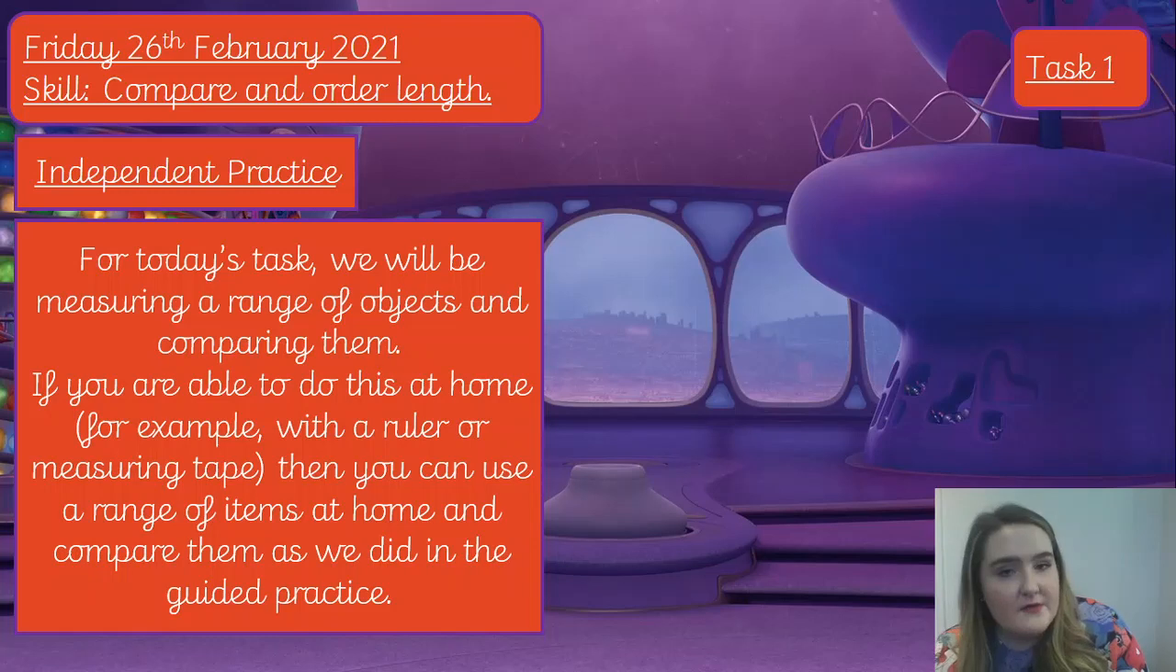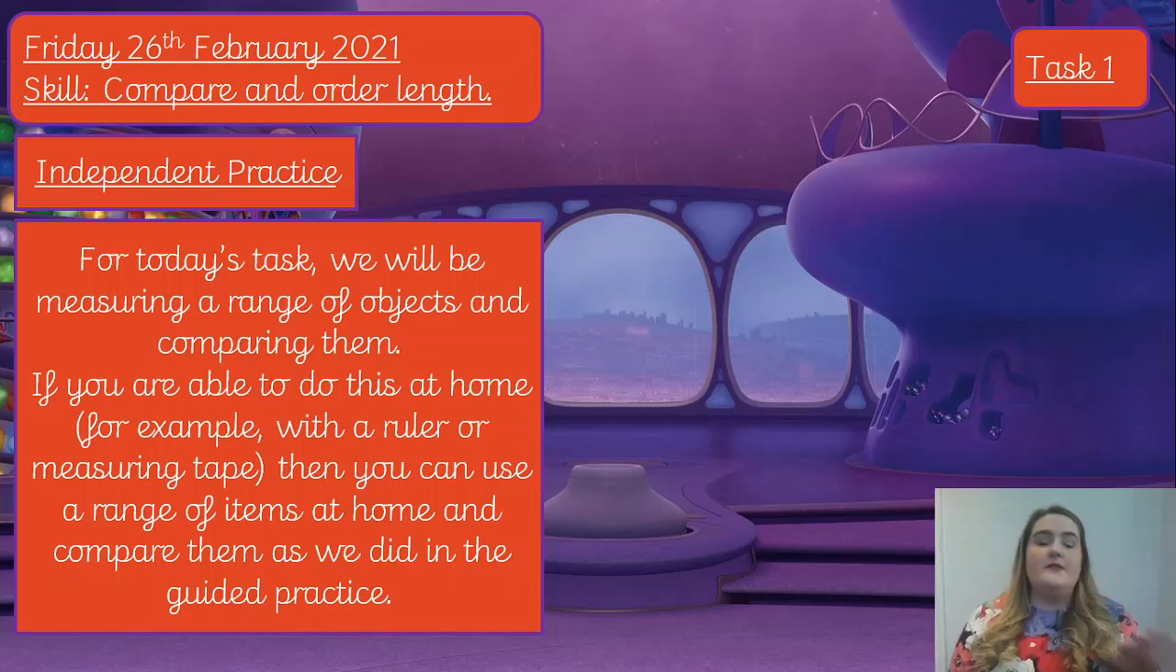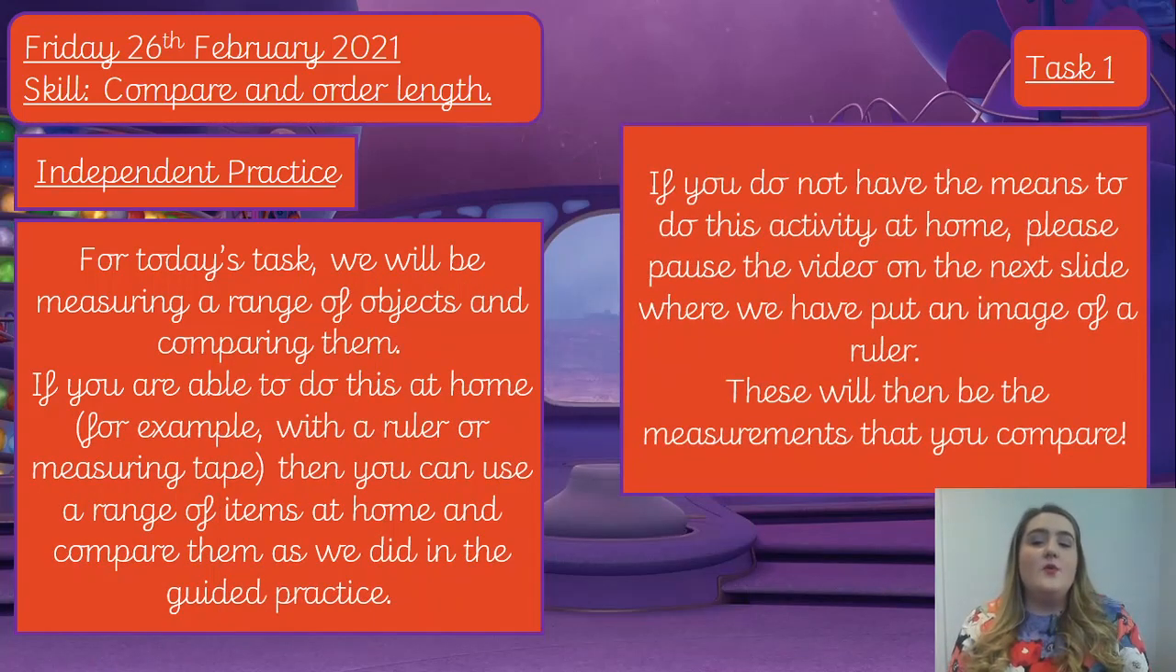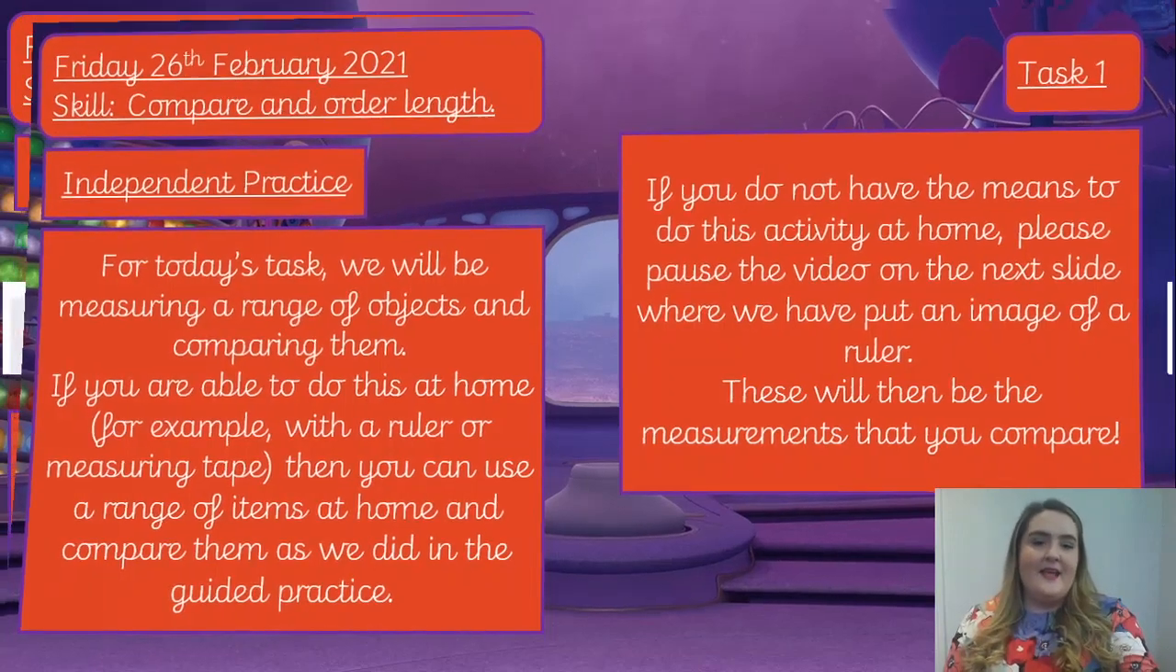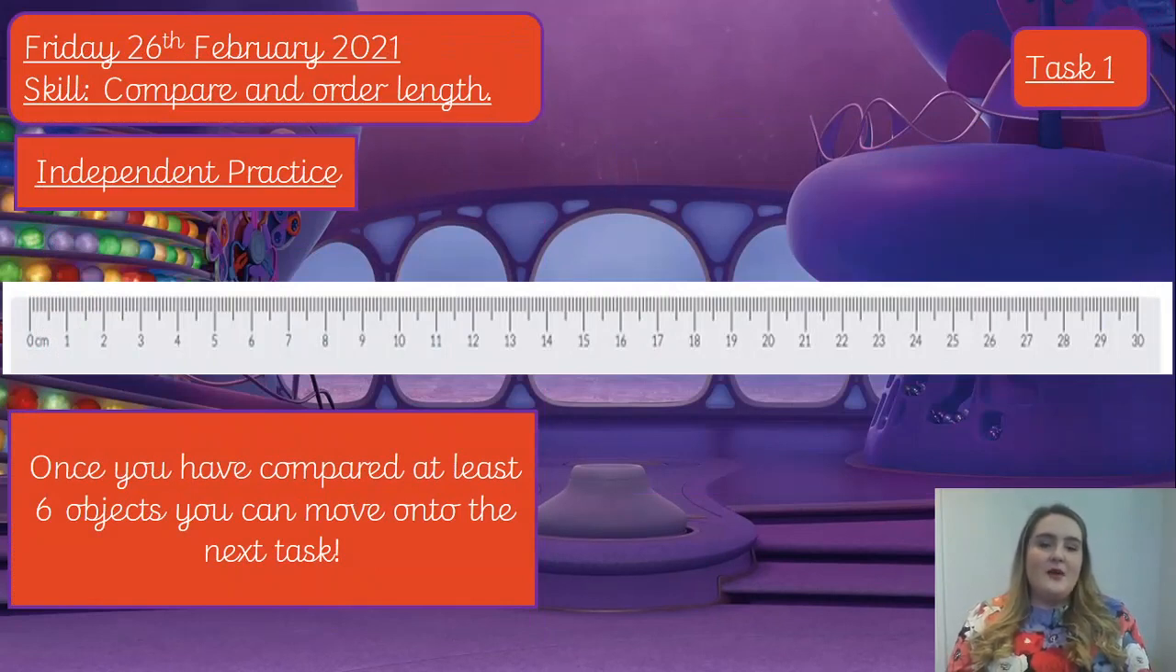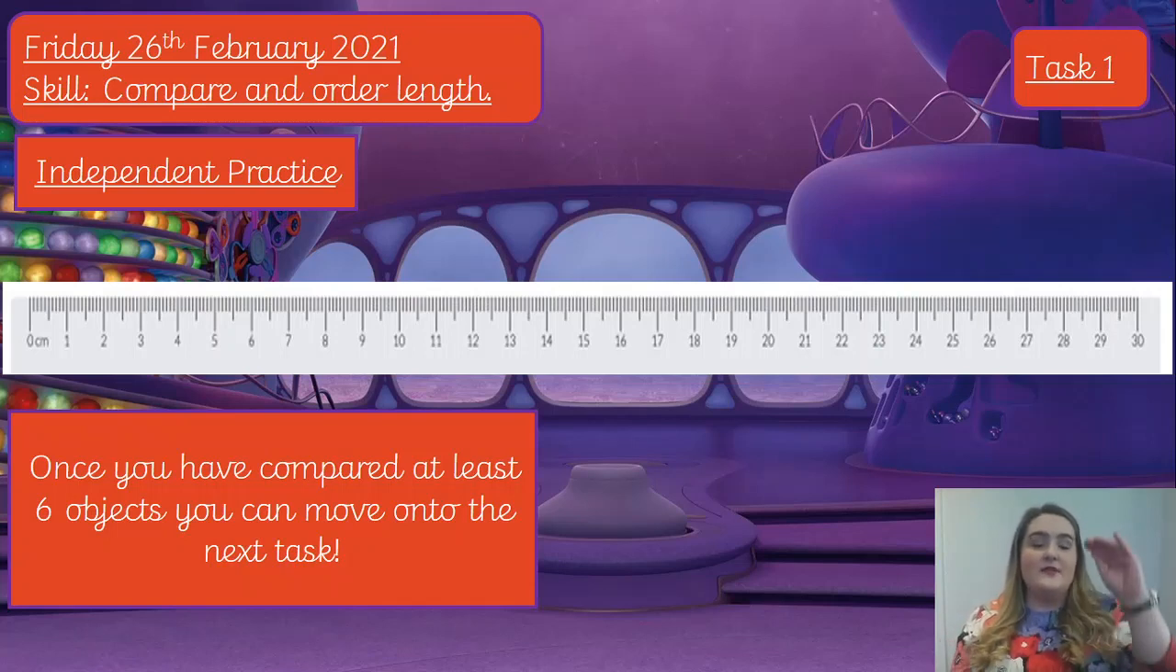Make sure you've got lots of different items, some variety, things of different lengths, so you can compare them at home. If you do not have a ruler or a measuring tape at home, then you are going to pause the video on the next slide, and there's an image of a ruler on the next slide that you can use. So you can measure your items using the ruler, and that way you can still compare your measurements. So here is that ruler. Once you have compared at least 6 objects, so you've got 6 different comparisons of measurements, then you can move on to the next task. Have fun year 2, pause the video now please.